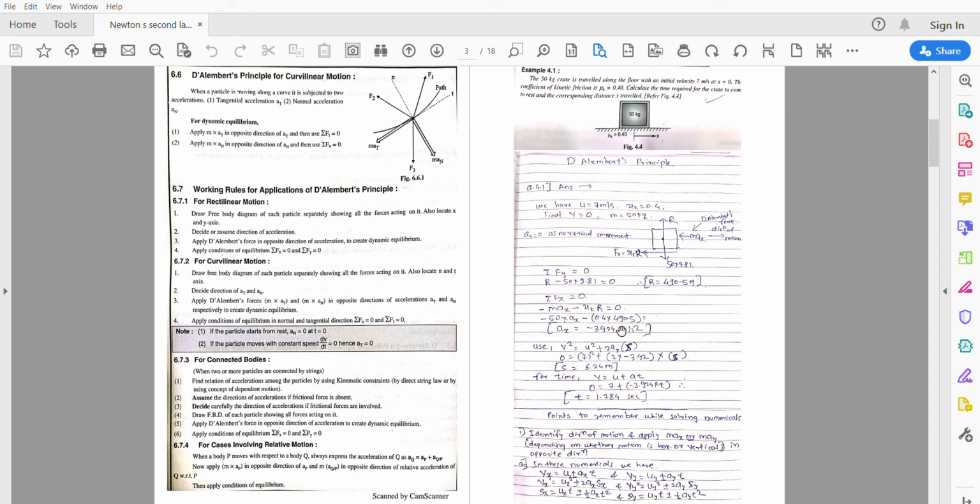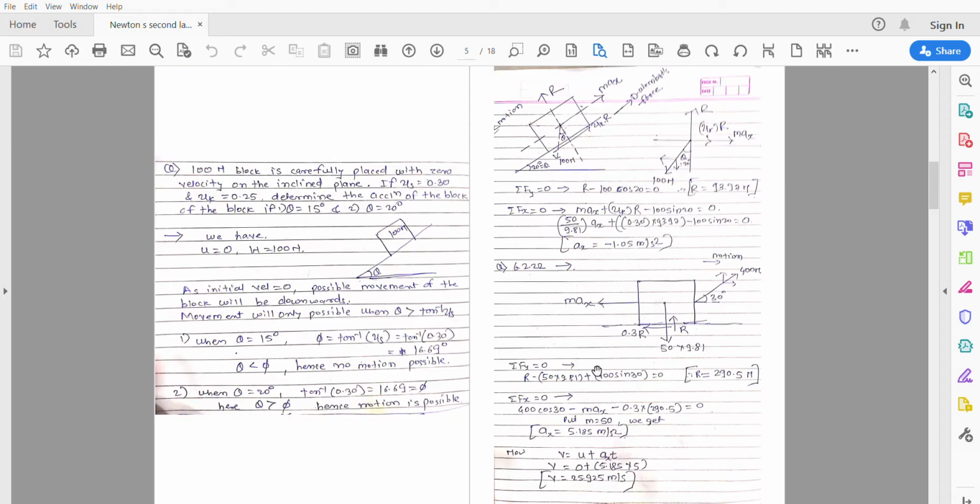After that we are asked to determine the time and the distance also. So you can use Newton's equations. Once you know the acceleration value, you can use Newton's equation for the calculations. This is the second question.